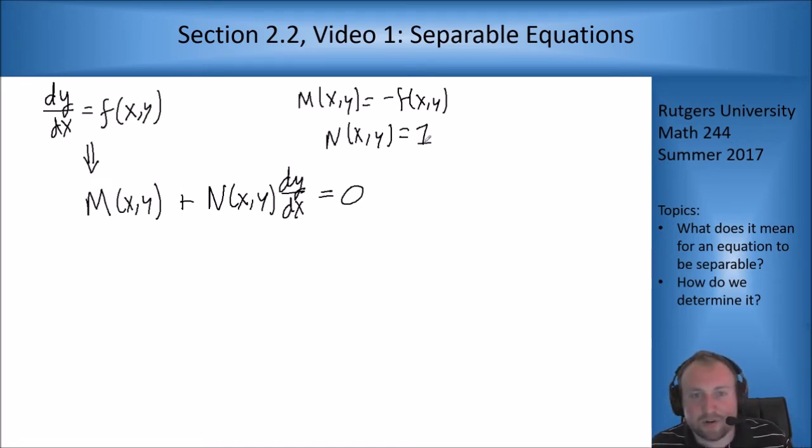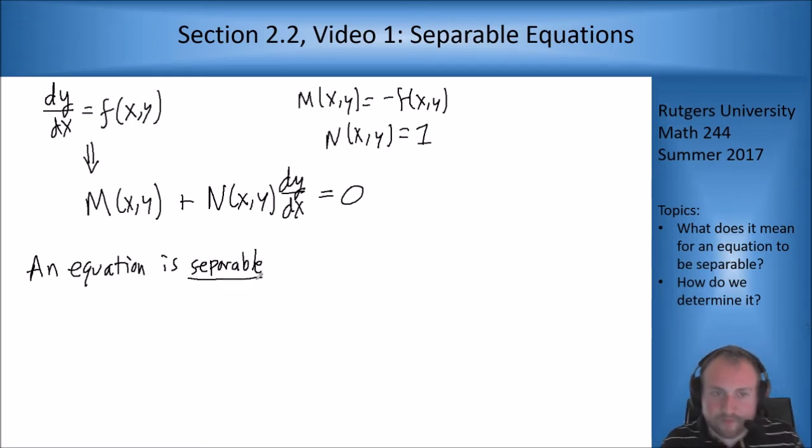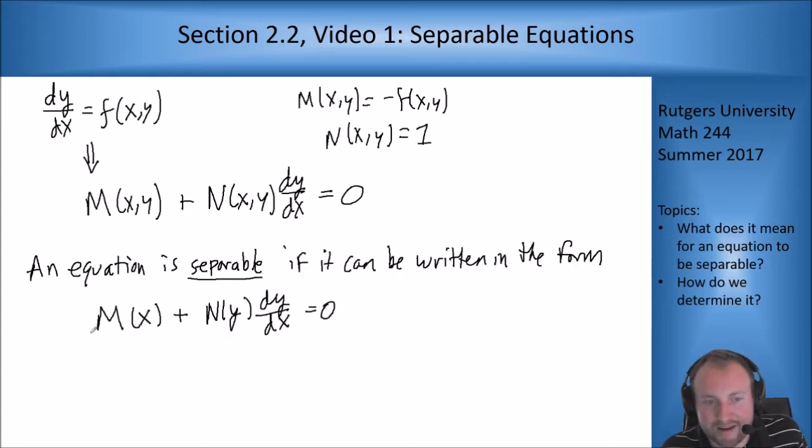Now, if an equation is separable, that means in some sense x and y, the independent and dependent variables, are somehow isolated from each other in a certain specific way. So an equation is separable if I can do this transformation in such a way that M only depends on x and N only depends on y. If I can write my equation in a way where the M function only depends on x and the N function only depends on y, then my equation is separable. So let's take a look at a couple examples and see how we can tell if an equation is separable or not.